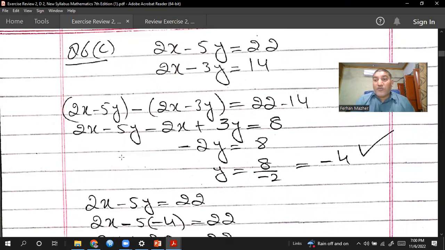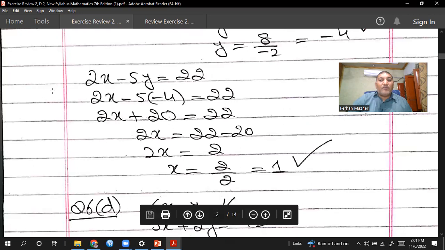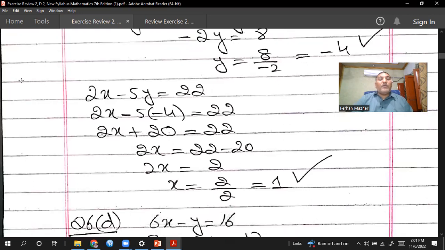So plus 2x minus 2x, they will be cancelled with each other. So minus 5y plus 3y will be minus 2y equals 8. So y will be equal to 8 divided by minus 2, and that will give you minus 4. So now you have the value of y. We will substitute the value of y in equation number 1. So when you substitute y equals minus 4 in equation number 1, which is 2x minus 5y equals 22.